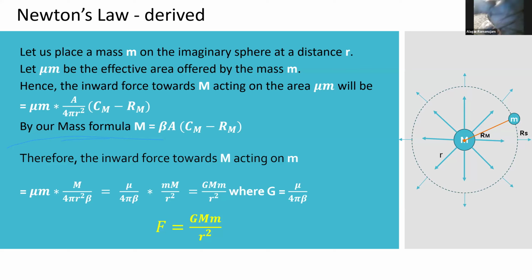But for us here, G comes as a natural one. For us, G is mu by 4 pi beta. This is what we call G. So here we are not introducing G. It evolves from our formula. Mu by 4 pi beta is G. So there's a lot of difference. Here G evolves from the derivation, whereas Einstein introduced it so that as a special case, he can get Newton's law.